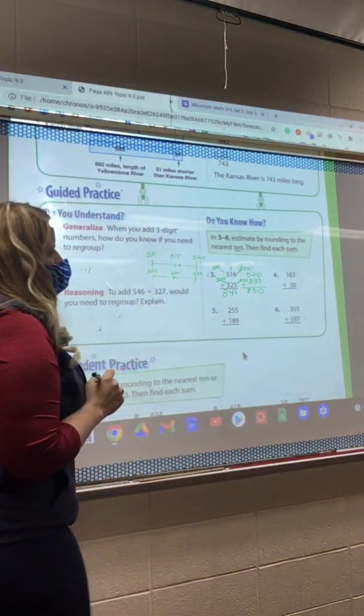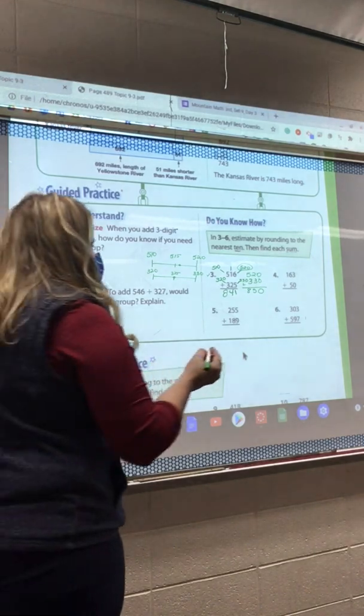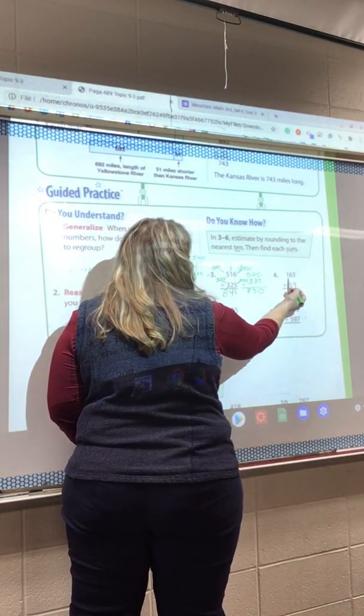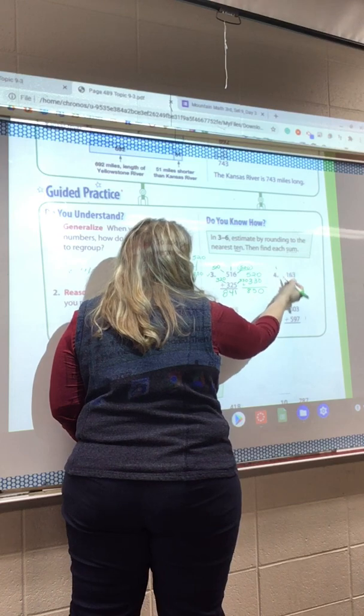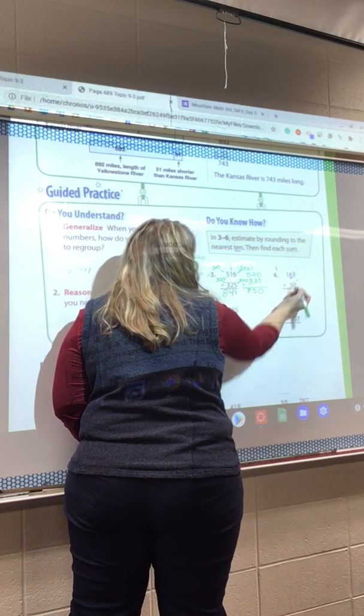All right, let's do a few together because some of us are still struggling with that rounding. Okay? So let's do number 4 together too. So we're rounding to the nearest 10. So I have 100 though, so I have to keep that 100. Now I can look at my 10 spot. Ones, tens, hundreds. I look at the 10. What's in the 10 spot?